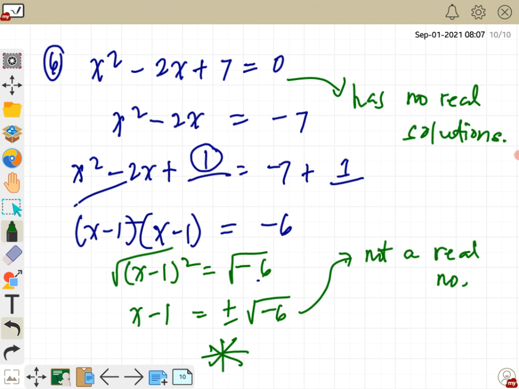At this level we're trying to look at the real solutions of quadratic equations. And in this case, since we encountered the square root of a negative number, which is the square root of negative 6, which we cannot really get, the equation has no real solution. So you just simply write, this equation has no real solutions. I think that's all for our lesson 3.